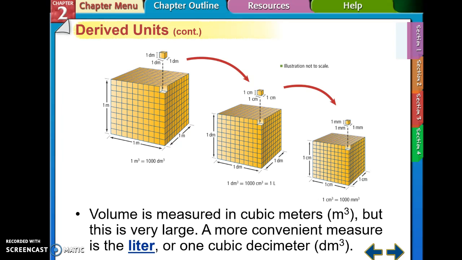Volume, which is the amount of space that an object takes up, is measured in cubic meters. That's pretty large. But since we don't want to always have to say cubic meters or meters cubed, we can talk about a more convenient measurement, which is a liter. A liter is a cubic decimeter, so it's a little bit smaller. What that means is, think about length times width times height. It's something that is three-dimensional. You've got 3 meters or 3 decimeters that you're talking about, because it's cubic. Since it takes up space, that makes it a derived unit. So a liter is not a base unit.